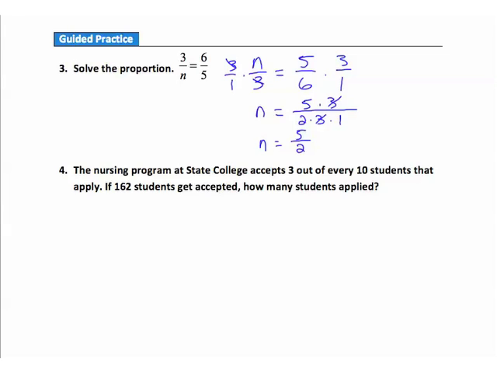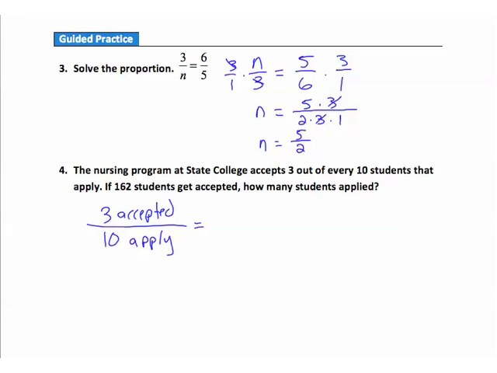Question 4. The nursing program at State College accepts 3 out of every 10 students that apply. If 162 students get accepted, how many students applied? This may seem like a lot of information, but let's take it one piece at a time. Notice the first rate they give us is that 3 get accepted. So we have 3 accepted out of every 10 that apply.